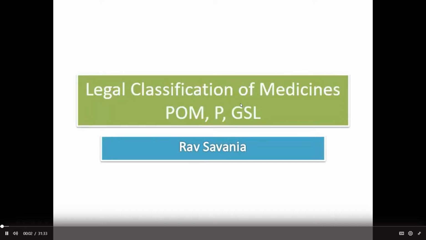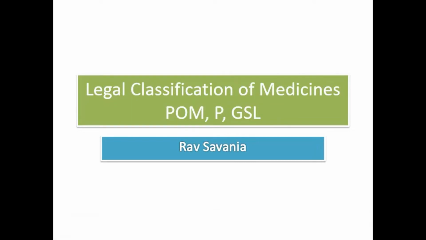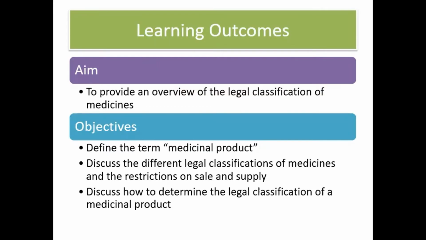Hi everyone, so we'll go through the lecture on the legal classification of medicines, considering POM, P and GSL, so that's prescription only medicines, pharmacy medicines and general sales list. In this lecture, we're going to aim to provide an overview of the legal classification of medicines. We'll make some considerations about the term medicinal product, and we will discuss the different legal classifications of medicines and any restrictions on their sale and supply, and then we'll go on to think about how we determine the legal classification of a product as well.